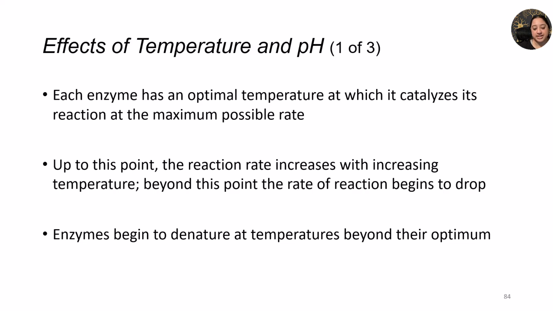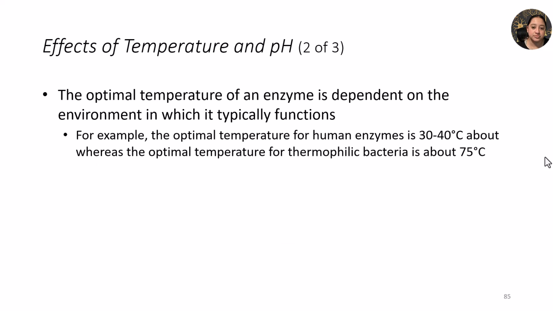So you can increase the temperature, and up to this point, the reaction rate increases with the increasing temperature, but at a certain point, past the optimal temperature, the rate of reaction begins to drop. And that's because the enzymes will begin to denature beyond their optimum temperature. And that optimal temperature of an enzyme is going to depend on the environment that that organism and that enzyme typically is at.